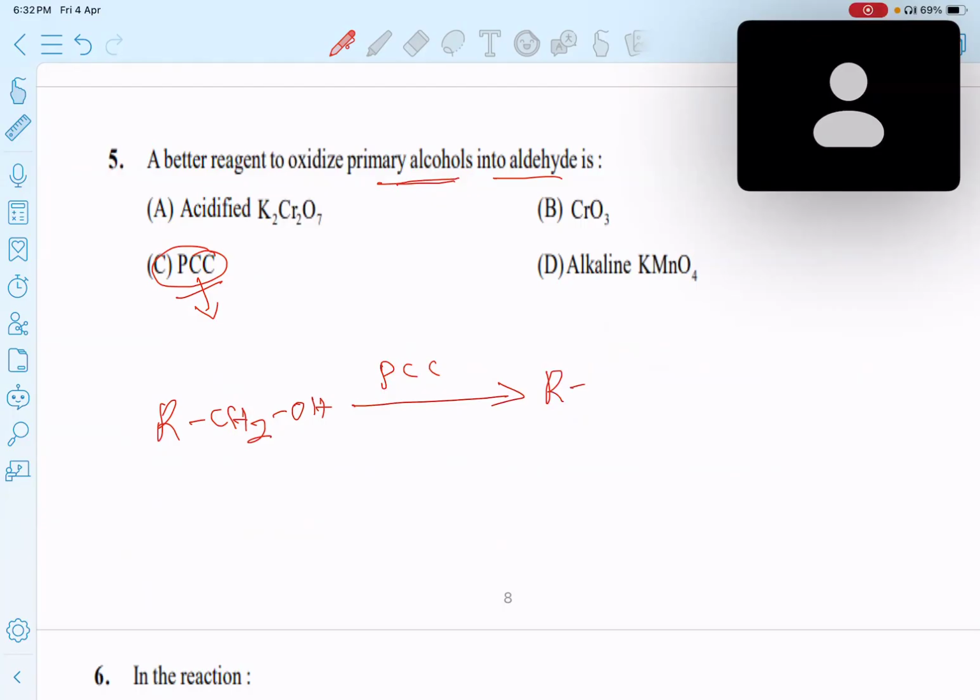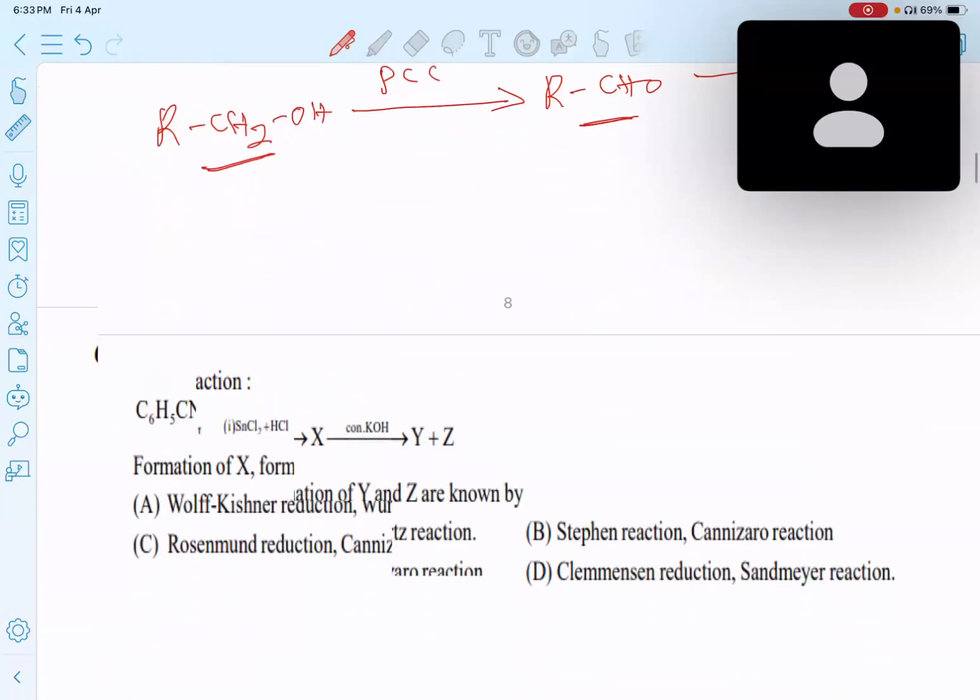So primary alcohol is oxidized to aldehyde, further oxidation will not take place. PCC restricts the oxidation of primary alcohol to the aldehyde stage only. So this is the better reagent. PCC is the better reagent to oxidize primary alcohols into aldehyde. The correct option is C. Question number 5, the correct answer is C, PCC.